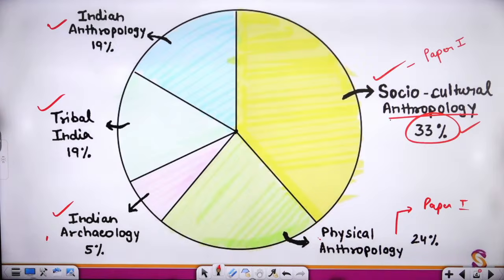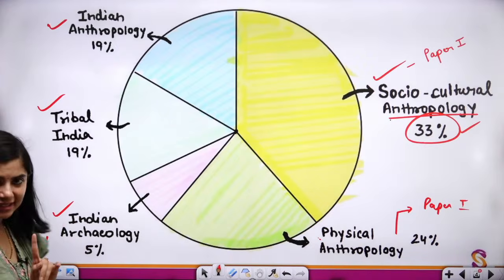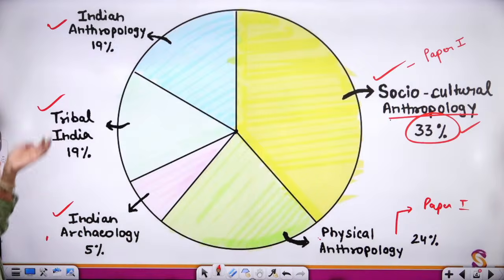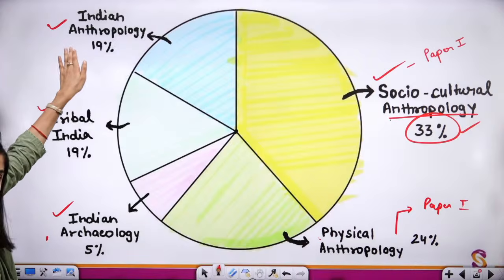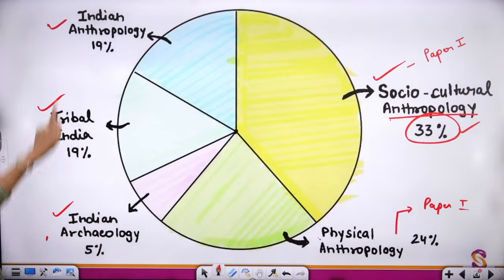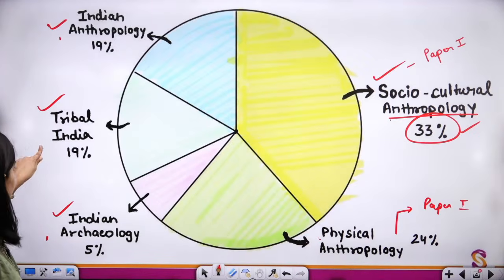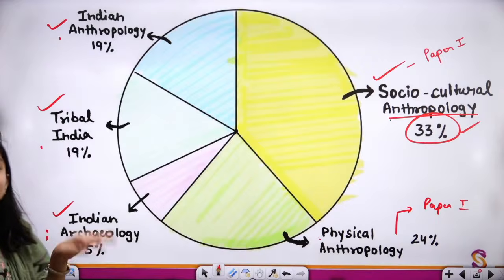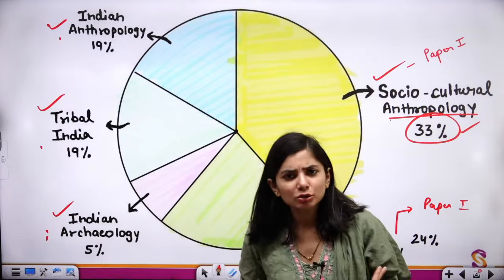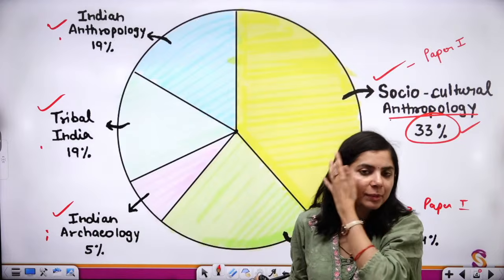The Indian archaeology is part of paper 1 also, but as one single unit, and 3 units are from paper 2. Then in paper 2, we have Indian anthropology and tribal India. These constitute an equal 19%. The Indian anthropology, tribal India and Indian archaeology have complete overlap with your GS paper. So I used to say paper 2 has the GS paper nature.